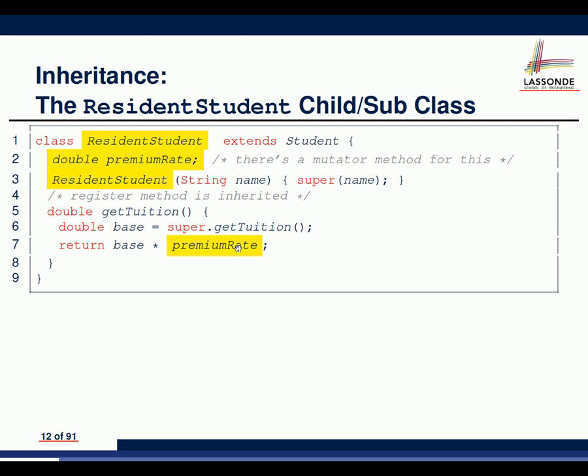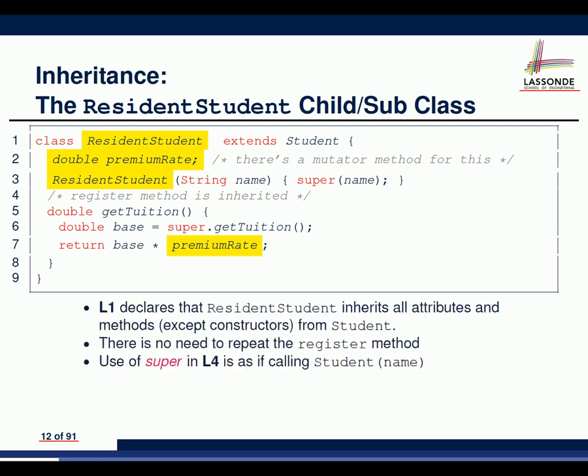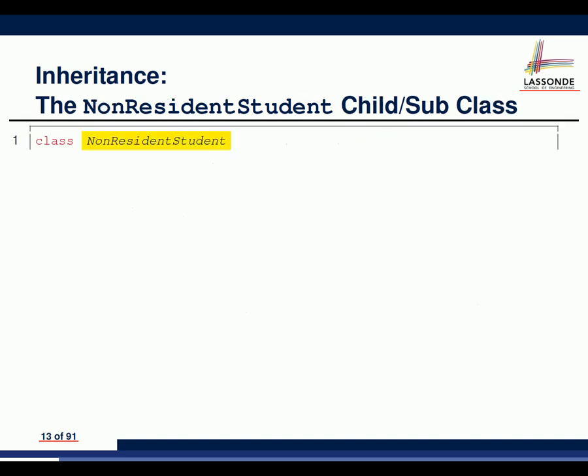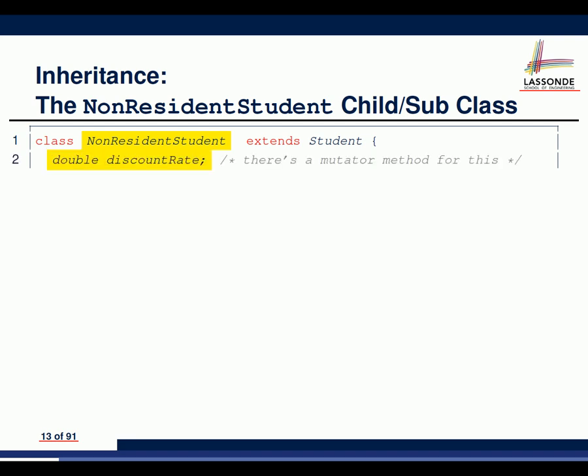Same thing, right? Exactly the yellow part that I highlighted. So what we should do is something like this. Non-resident students, declare that and say extends the student class. That means we got resident students and non-resident students, they both extend the student class at the top. And we got discount rate, that's a new attribute over here at this level.